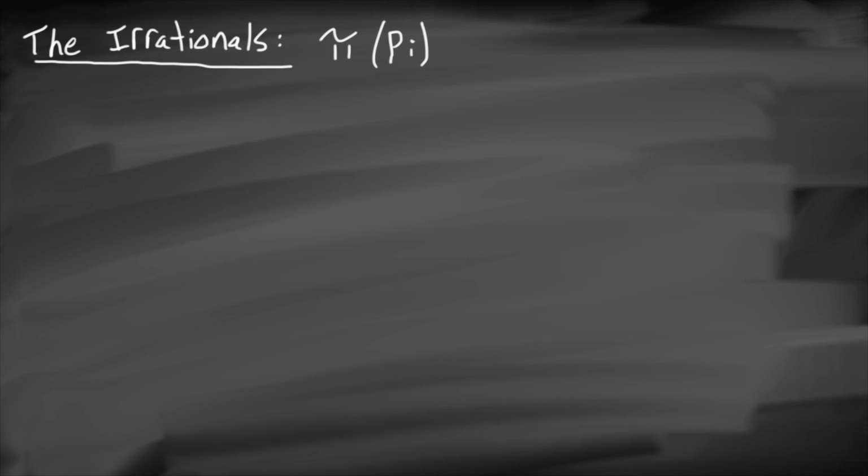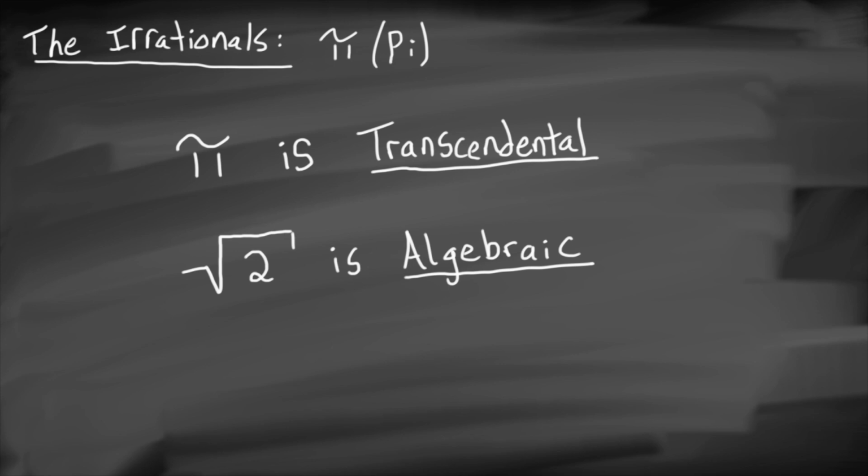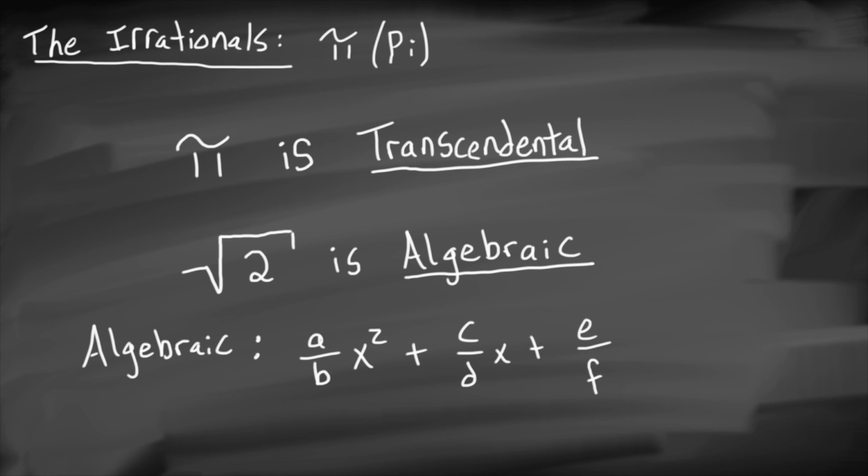Although being an irrational like the square root of 2, pi is different from irrationals like the square root of 2, as pi is transcendental, whereas the square root of 2 is algebraic. An algebraic number is any complex number that is a root of a non-zero polynomial in one variable with rational coefficients. A general example may look something like this: a over b times x squared plus c over d times x plus e over f.